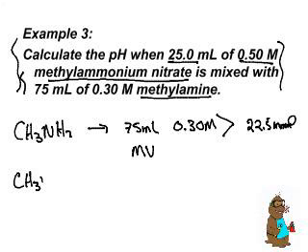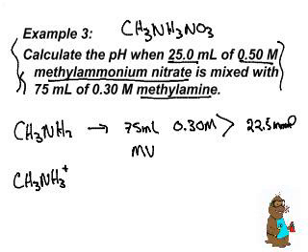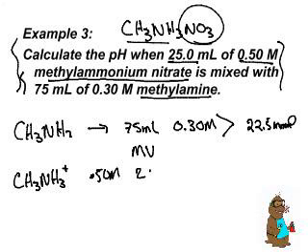That's CH3NH3 positive. And that's reacted with, technically it's CH3NH3NO3. But the nitrate breaks off, and you're left with this guy right here. Nitrate never affects pH. So it's 0.50 molar, and it's 25 milliliters. So when you multiply those out, how many millimoles? 12.5. We have 12.5 millimoles.